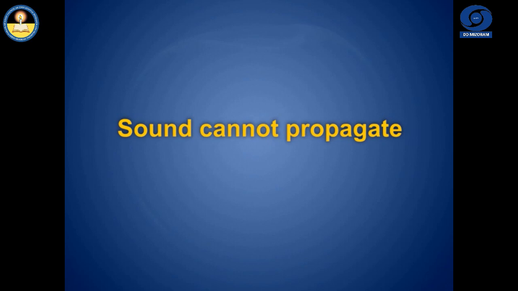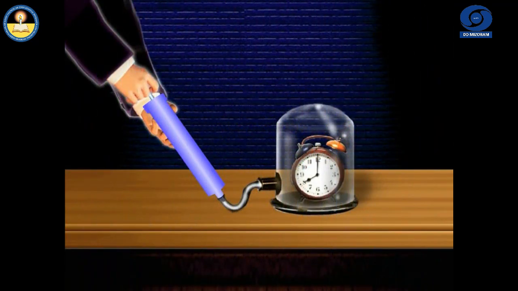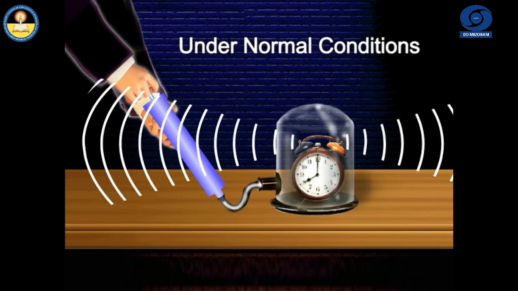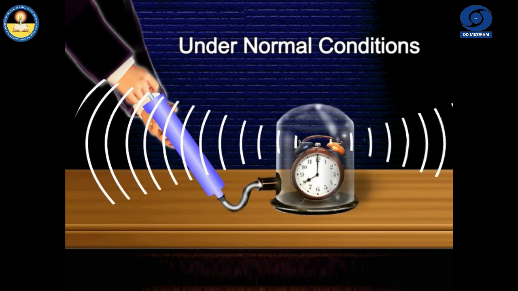Sound cannot propagate without a medium. That is, it cannot travel through vacuum. To justify this, keep an alarm clock covered with an inverted bell jar. The alarm is clearly heard when it rings under normal conditions.